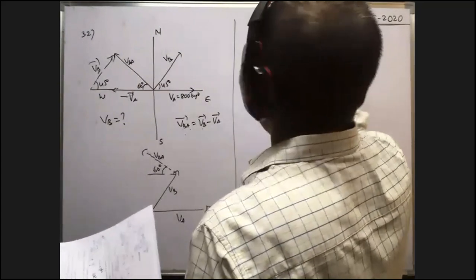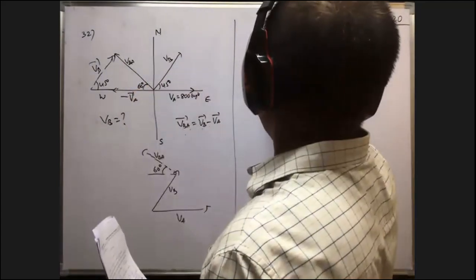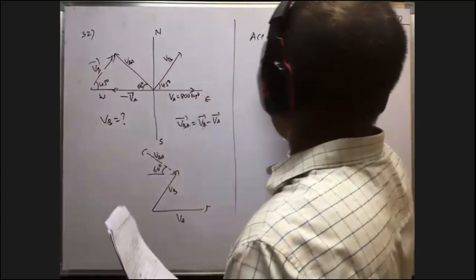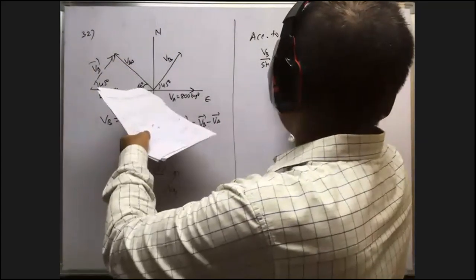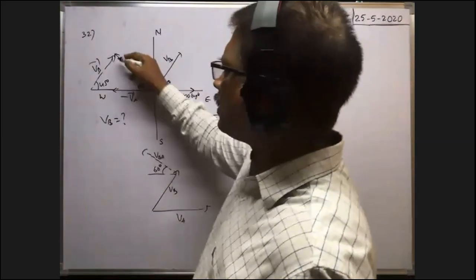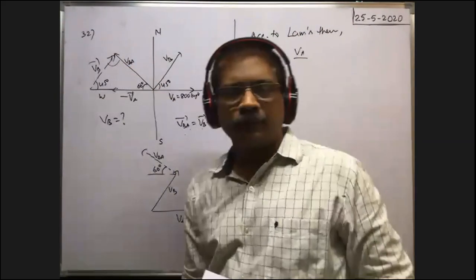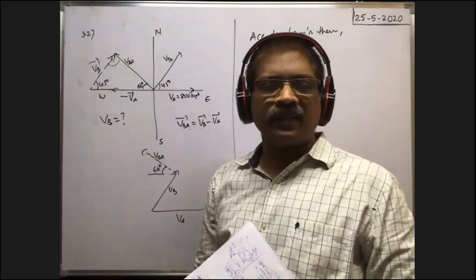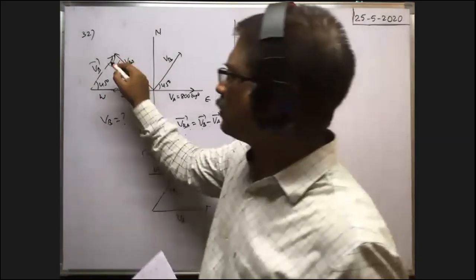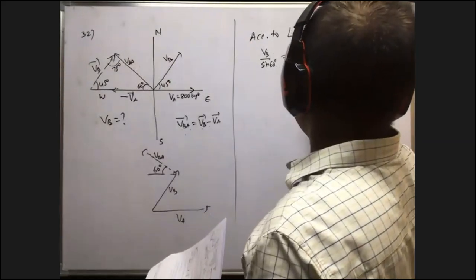According to Lami's theorem, VB by sine of opposite angle, because we need the magnitude of VB. VB by sine of opposite angle, which is 60, is equal to VA, which is given, by sine of its opposite angle. What is this angle? It is 60. Then what about this angle? The sum of the three angles in a triangle is 180. 60 plus 45 means 105. What is the remaining? 75. So this angle is 75. You write sine 75 degrees.